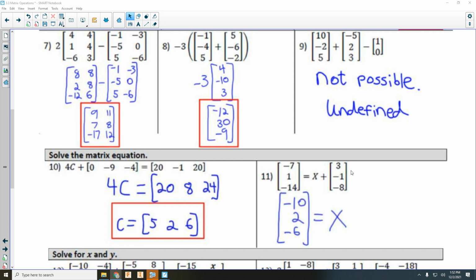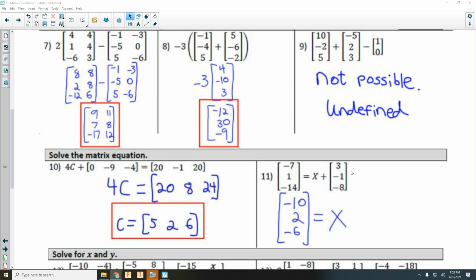So actually the easiest way to do 10 would have been to subtract this matrix from the other one. So 20 minus 0, negative 1 minus negative 9 would be plus 9. 20 plus 4 minus negative 4. And then you have 4c equals that, and then divide them all by 4. So that one's not too bad.